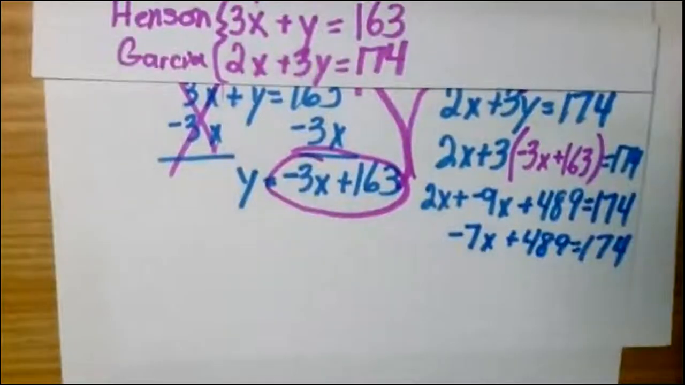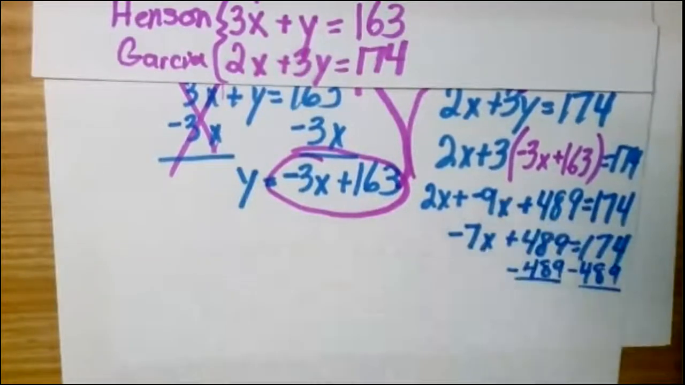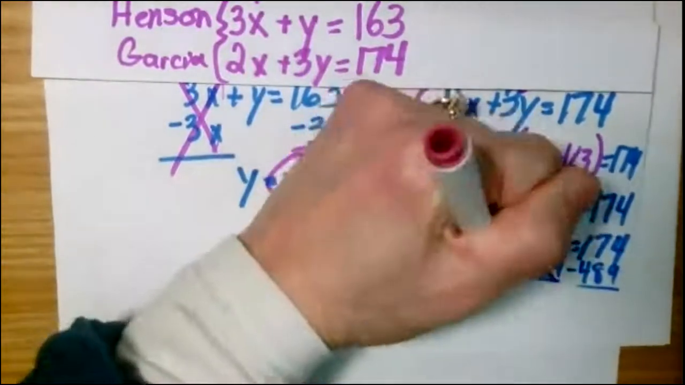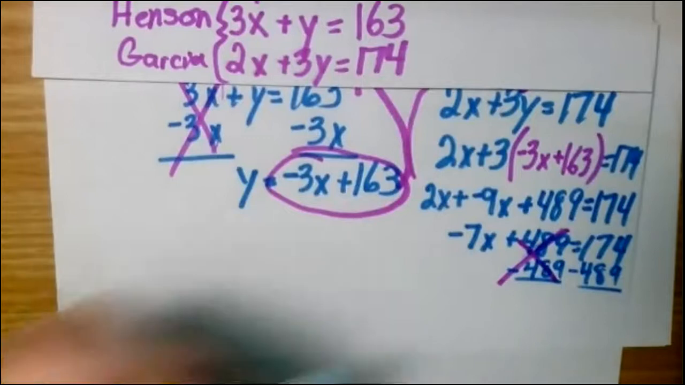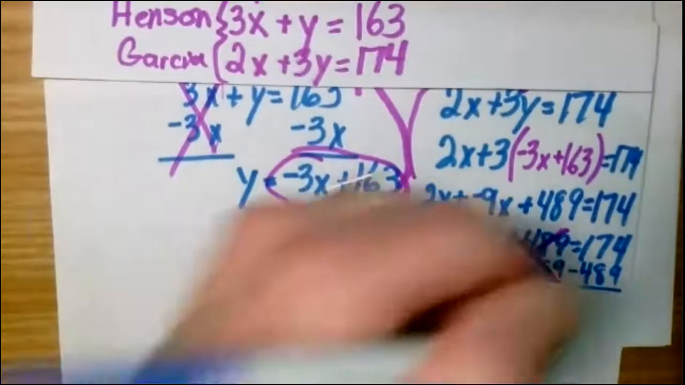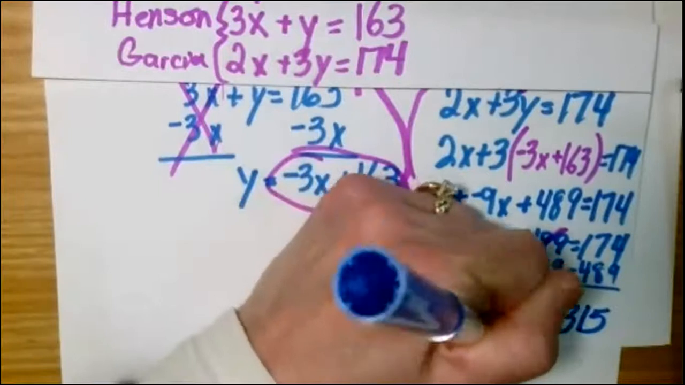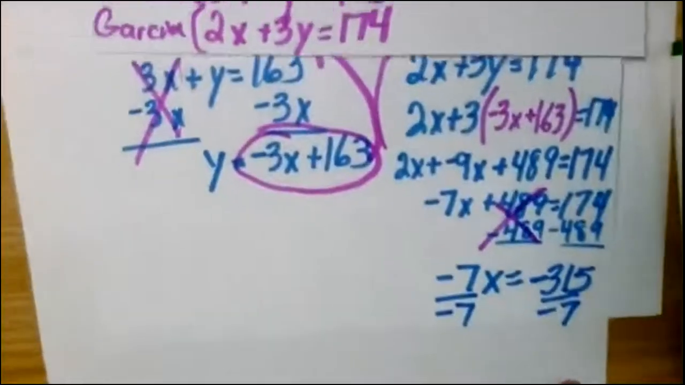And now I'm going to move my 489 to the other side by subtracting 489. These will cross off. I'm left with negative 7x is equal to, okay, I got a negative 489 and a positive 174. So that's the same as saying I owe somebody $489, but I pay them $174 of my debt. I am now still in the negative, but not as much. Negative 315. Now I'm going to divide by negative 7 on both sides. That'll get rid of my negative.